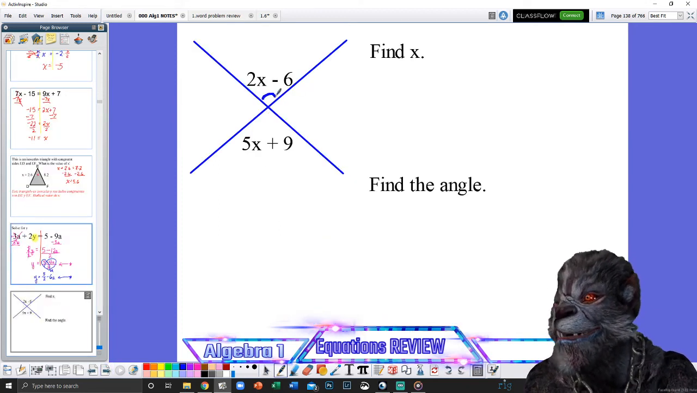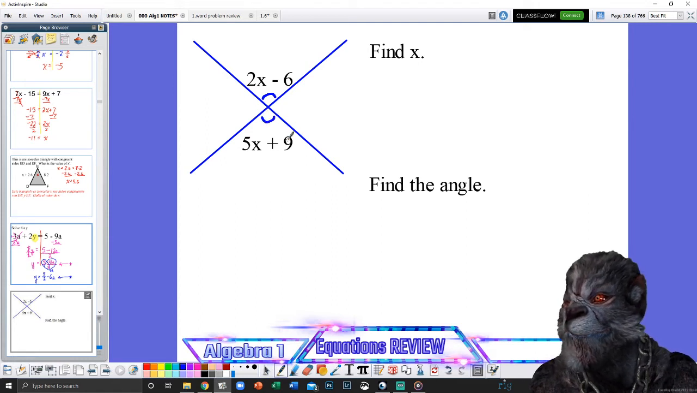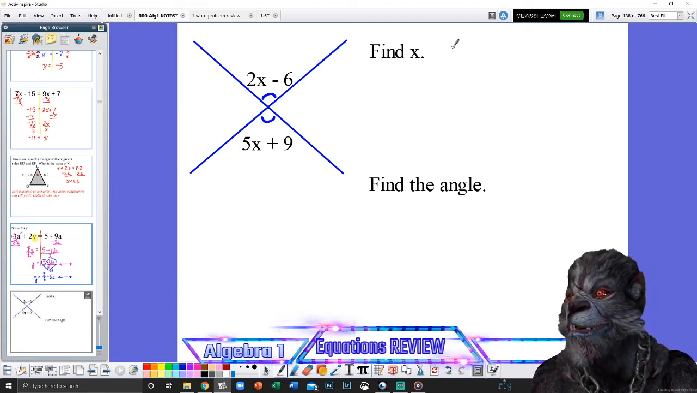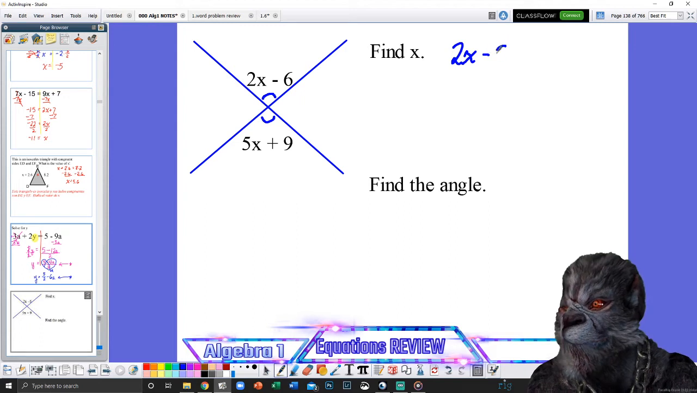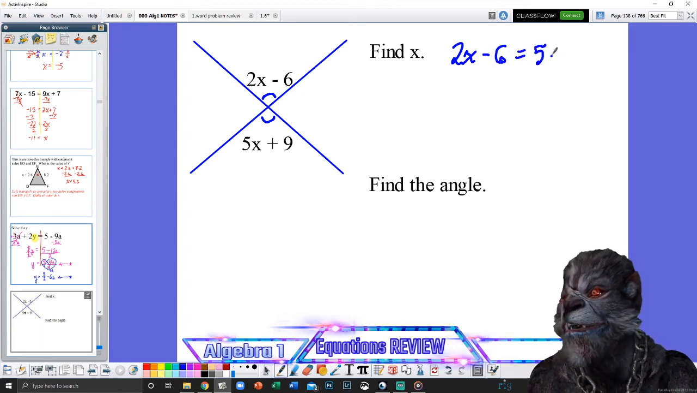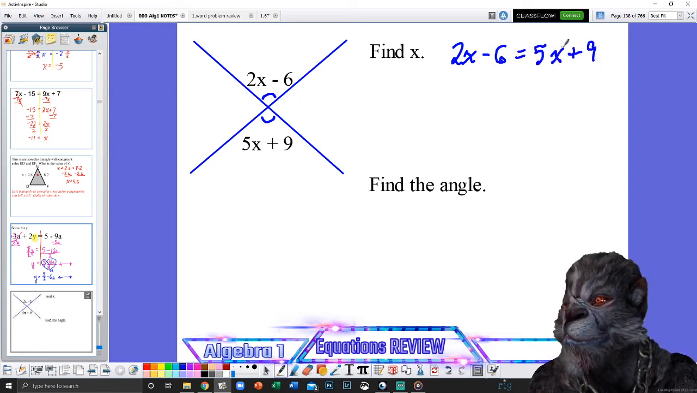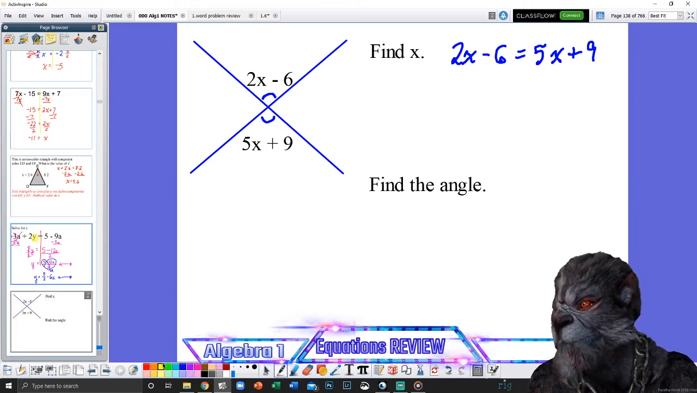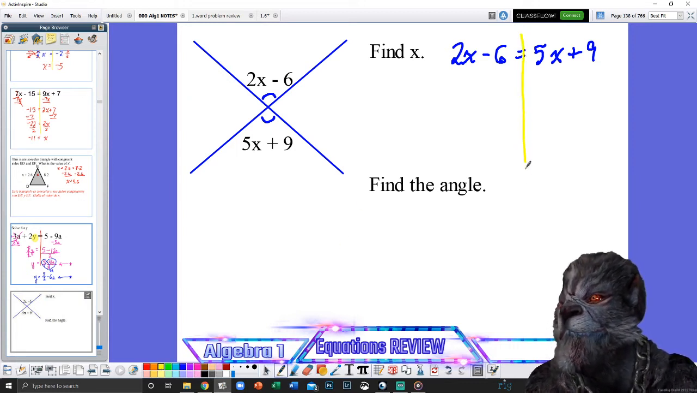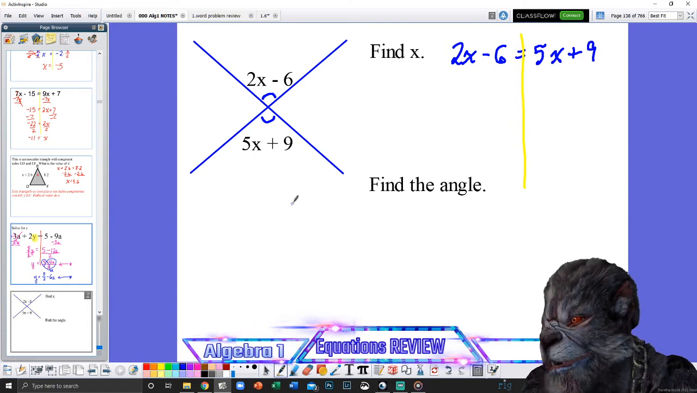In geometry, hopefully you learned that these two angles are the same. They're equal. So since they're equal, we're going to set them equal to each other. Okay, you should know how to do this. Go ahead and solve it and then come back. Alright, I think you've done it.